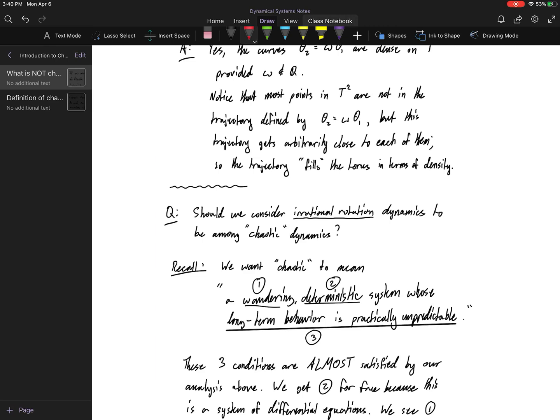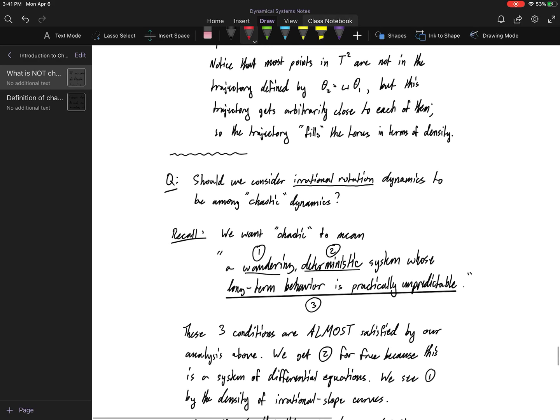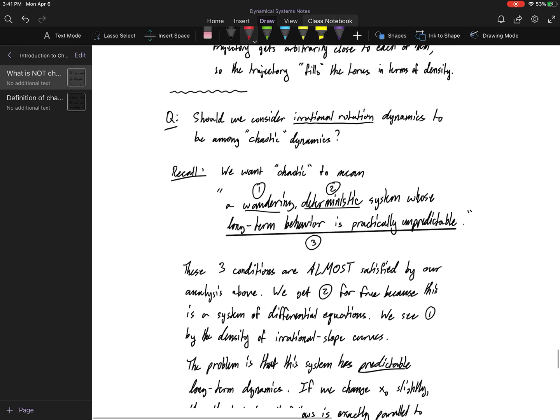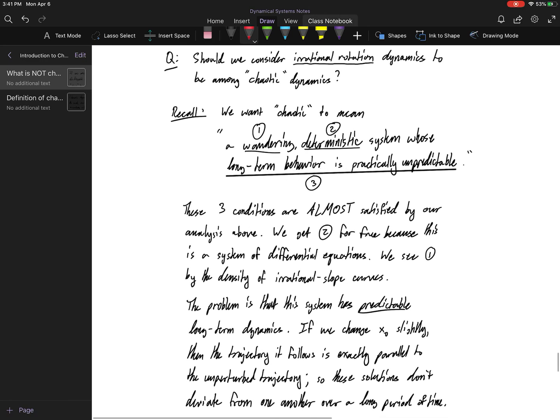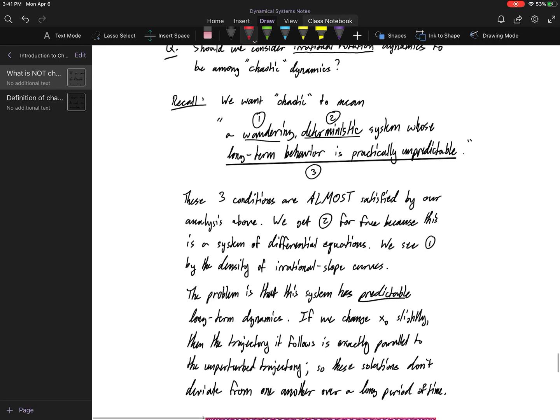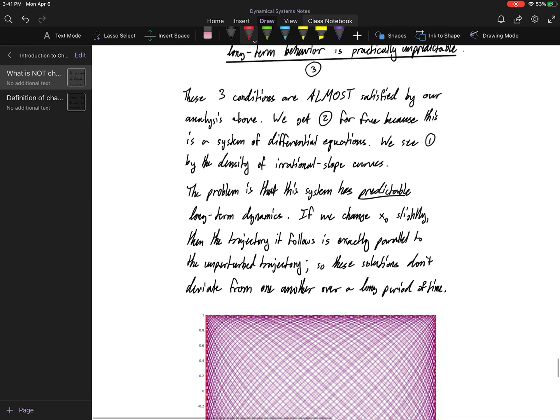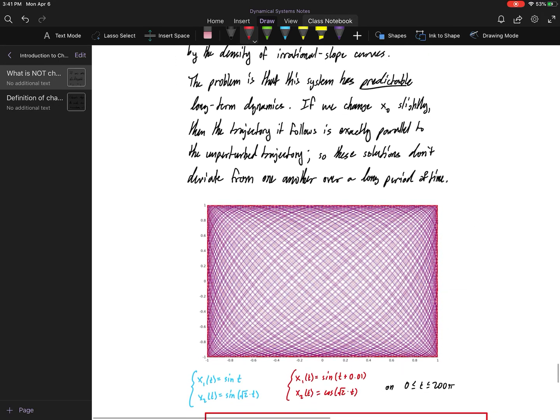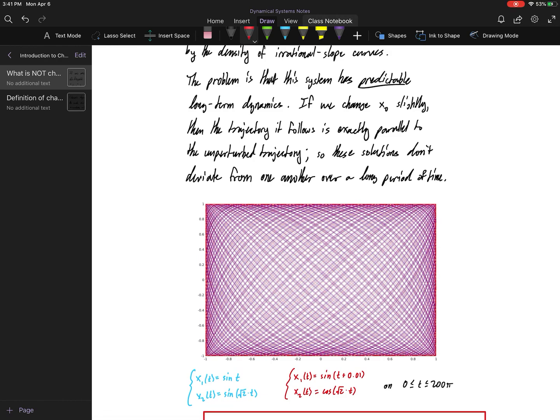They do wander in some sense. They are aperiodic, right? They do not return to where they started. They are still deterministic. There's nothing random about this system. The thing that fails is the long-term unpredictability. It turns out that all the dynamics here are kind of parallel to one another. The solutions that start close to each other never deviate from each other.